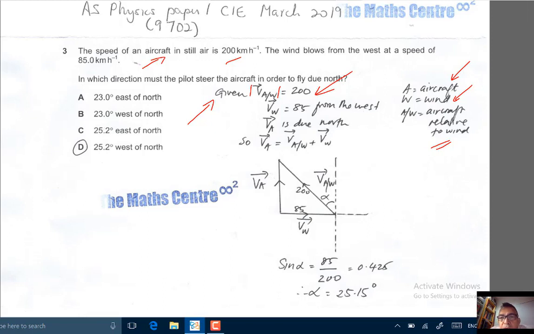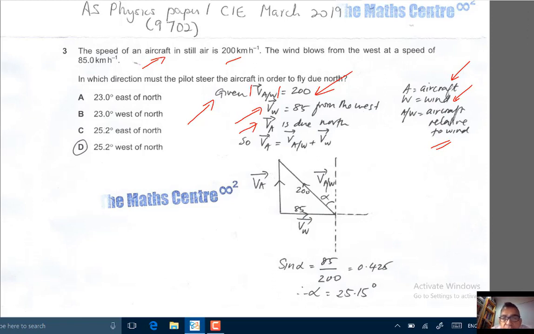And we're also given that the wind blows from the west at a speed of 85. That's what you see here, the velocity of the wind, 85 from the west. And we want to fly due north, so the velocity of the aircraft is due north.